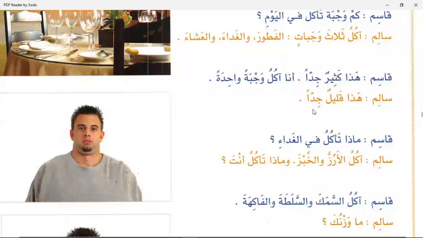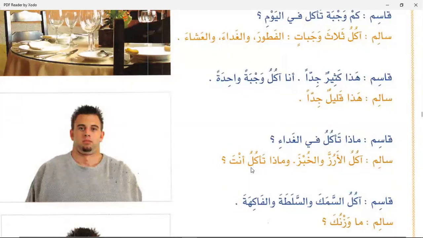Haza kaleelun jiddan. This is too little. Qasim: Maza ta'kulu fil ghada? What do you eat in the lunch? Ghada means lunch. So the preposition fi has given it kasra. Salim: A'kulul aruzza wal khubza. I eat rice and the bread. So the action of the verb is done on rice and the bread, so it has fatha.